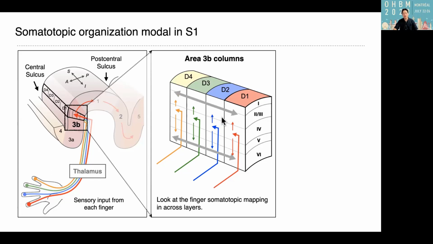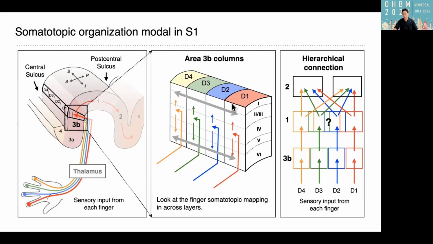To date, however, no direct evidence allows us to model the layer-specific information flow across fingers, and it is more challenging to model the information pathway from 3B to area 2. And now we are trying to discuss the underlying mechanism of these layer-specific finger maps.